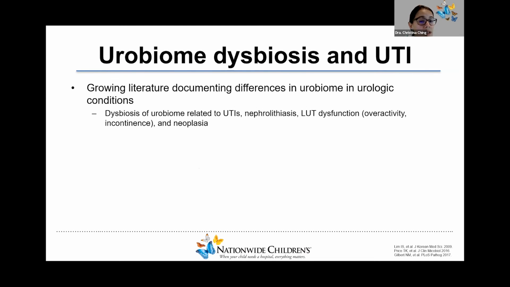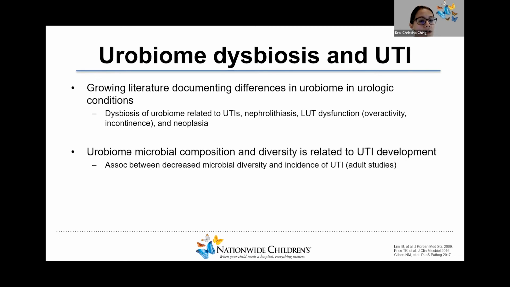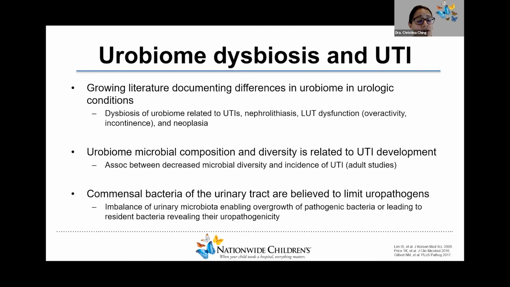There is a growing literature documenting differences in the urobiome and urologic conditions, with dysbiosis of the urobiome related to urinary tract infections, nephrolithiasis, lower urinary tract dysfunction such as overactivity, incontinence, and even neoplasia. The urobiome microbial composition and diversity is related to the development of urinary tract infections, with adult studies showing an association between decreased microbial diversity and the incidence of UTI. Commensal bacteria of the urinary tract are believed to limit uropathogens, with an imbalance of urinary microbiota enabling overgrowth of pathogenic bacteria or even leading to resident bacteria revealing their uropathogenicity.